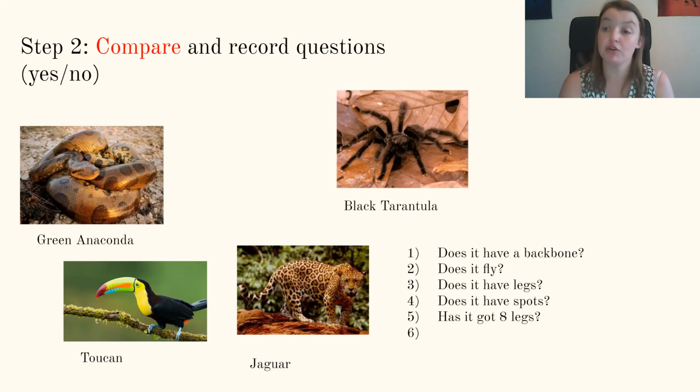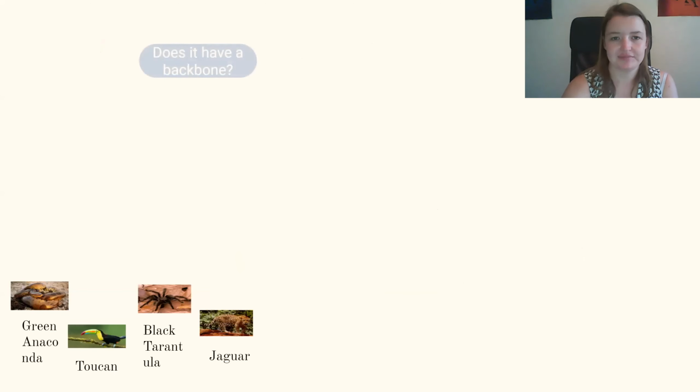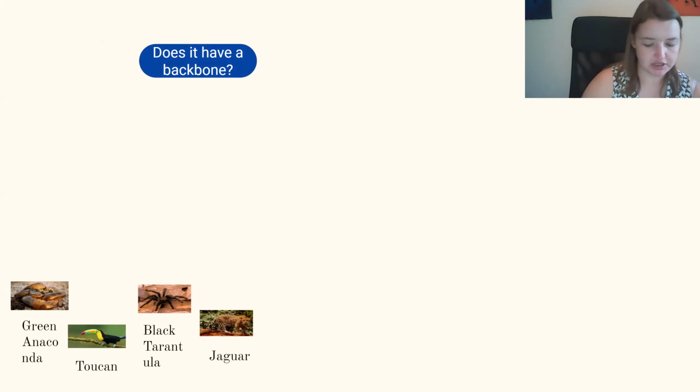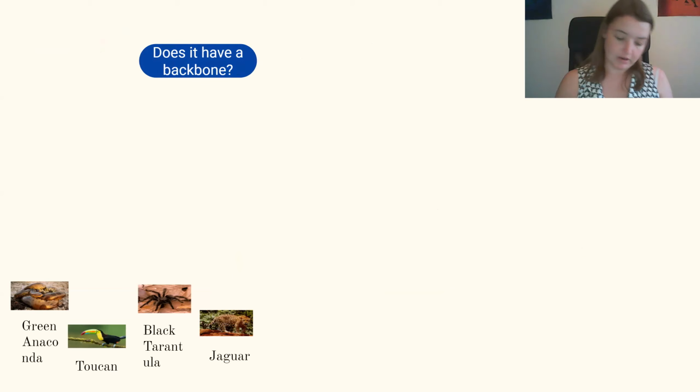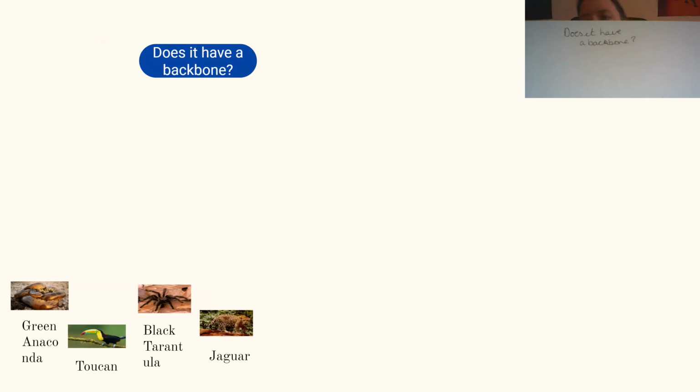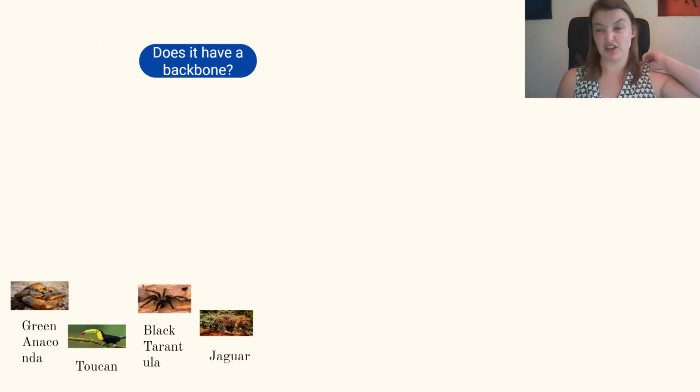classification key. Now, if you would like to, you could do this alongside me, so you've worked these steps. So the first question that I came up with was, does it have a backbone? So at the top of your page, you could write the question, does it have a backbone? Just like this. I'm going to hold it up to the screen. Need a question mark at the end because it is a question. Does it have a backbone? Now that's back to front for you, which is why you put it on the screen.